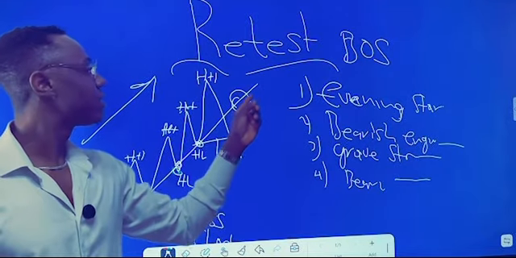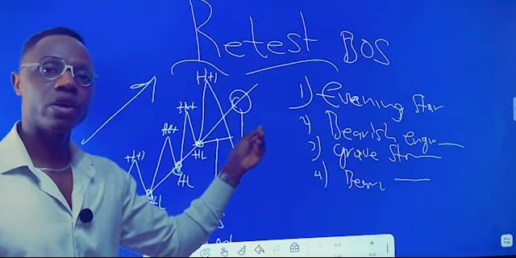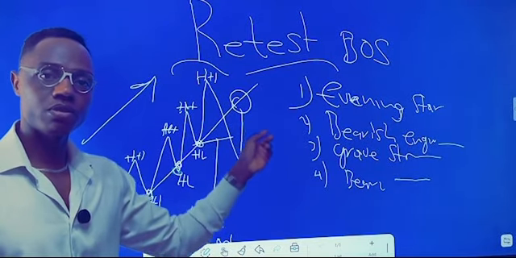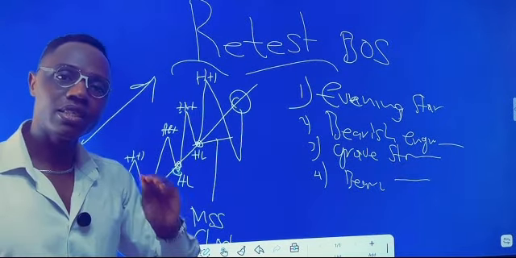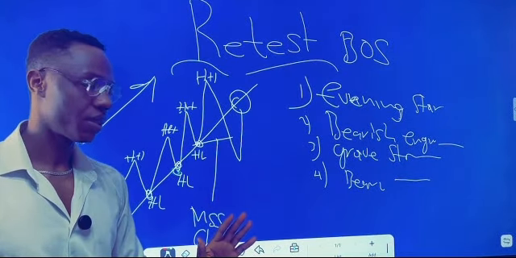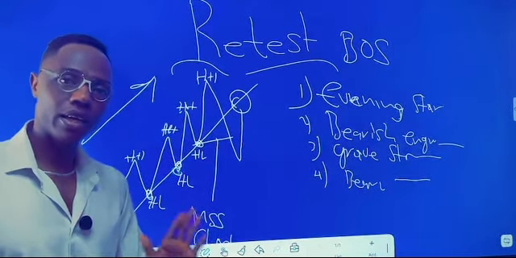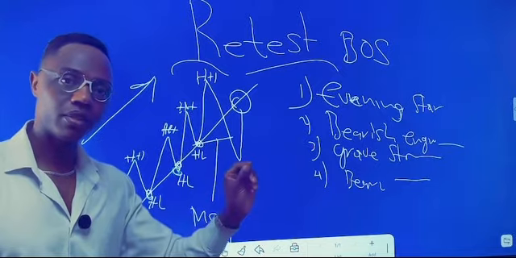You need to see one of them here in order for you to enter for a short position or sell position. Once you don't see them, you don't trade. Once your confirmation is not clear, you don't trade.